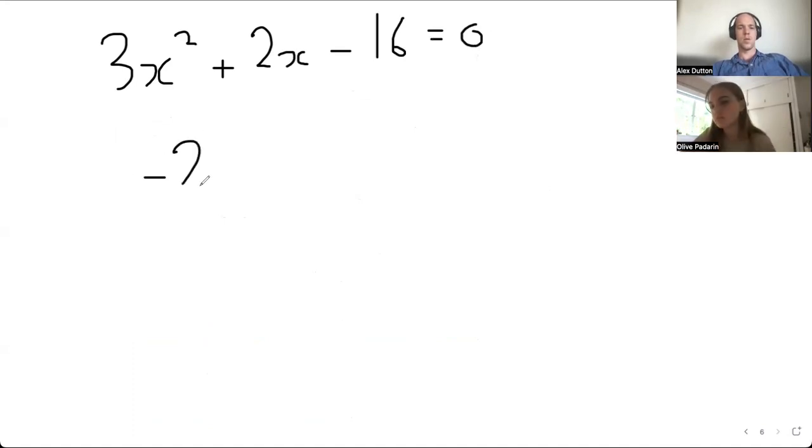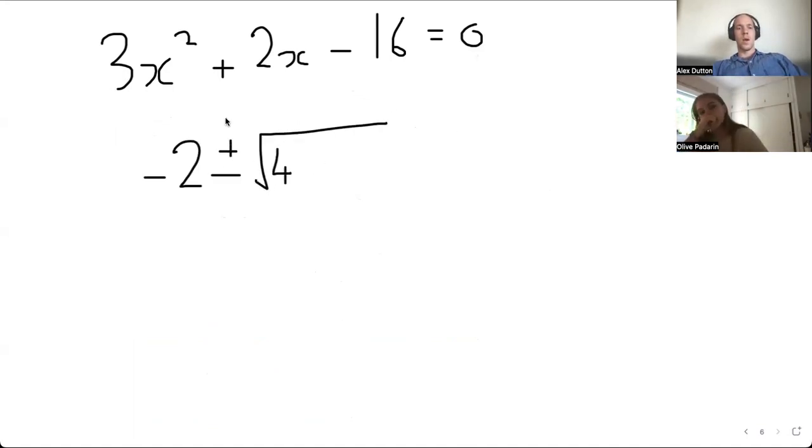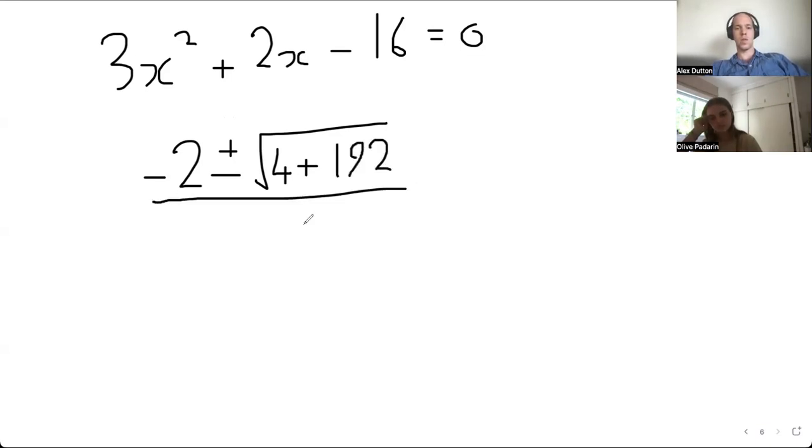So you get -2 plus or minus the square root of b squared minus 4ac. So it'd be 4 times 4 times 3 times -16. Because negative, it cancels out, it's going to be positive. 3 times 16 is 48 times by 4 is 192. I think this is what went wrong, and then over 6.